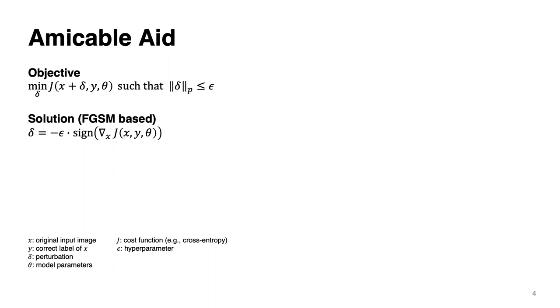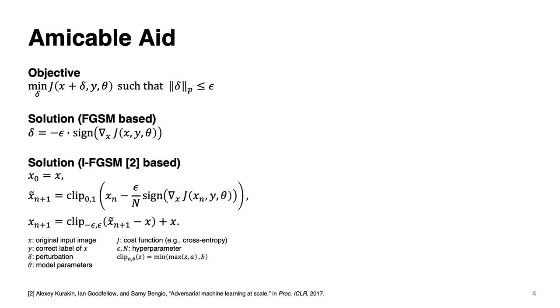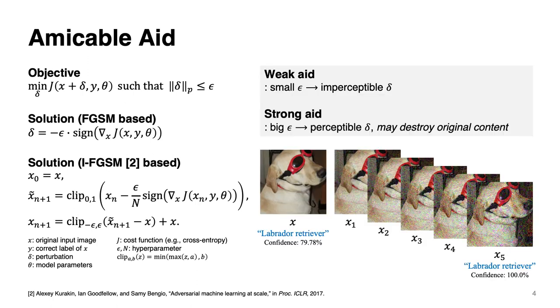However, it is known that FGSM can be made more powerful using an iterative approach called IFGSM. Based on IFGSM, the following solution can be obtained, where n is the number of iterations. By controlling epsilon, it is possible to generate a perturbation that is imperceptible to human eyes with small epsilon, or generate a perceptible perturbation that destroys the original content with big epsilon. We call such methods weak aid and strong aid, respectively.